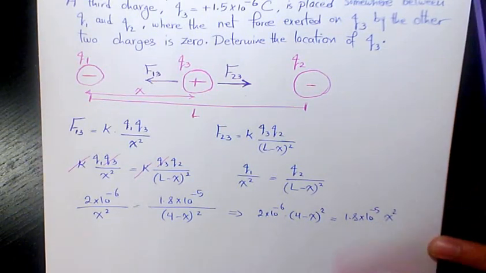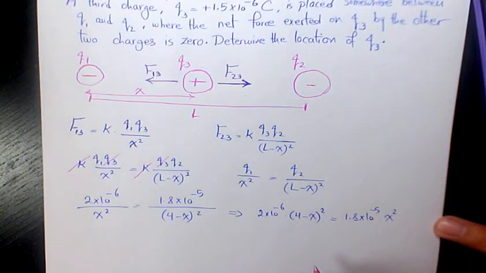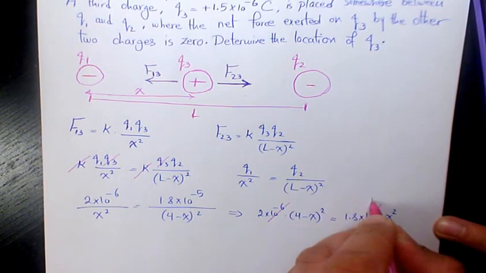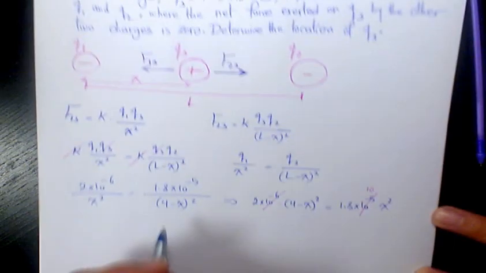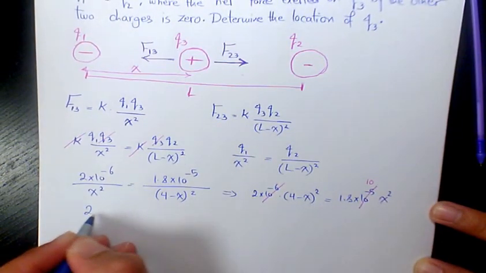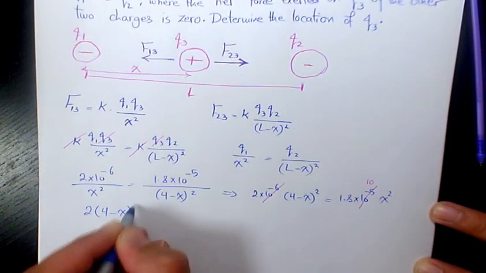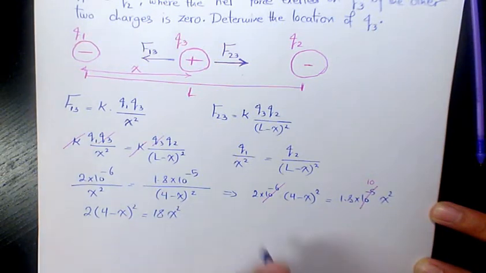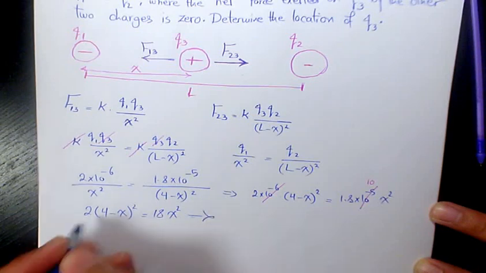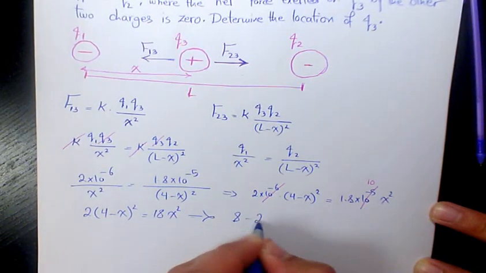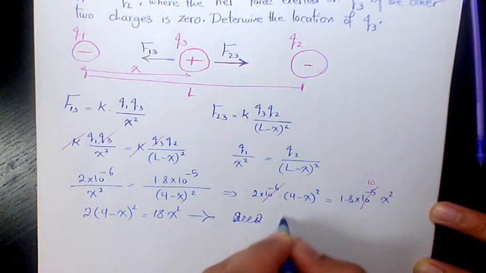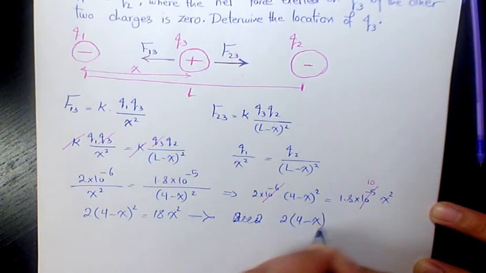If I multiply both sides by 10 to the power of 6, this cancels out, and this one is going to be 10. So I'm going to have 2 times 4 minus X to the power of 2 equals 18X squared. Let's do it this way: 2 times 4 minus X to the power of 2 equals 18X squared.